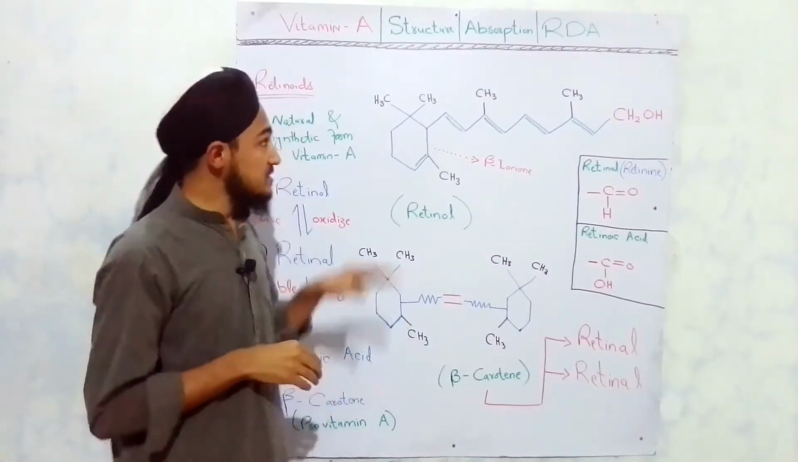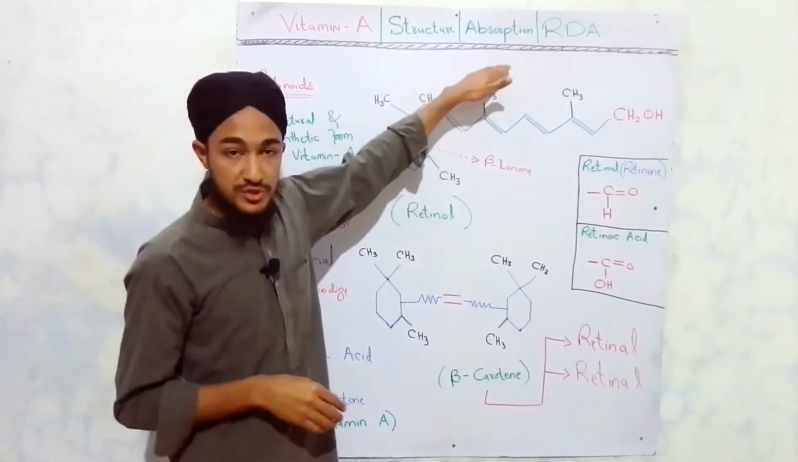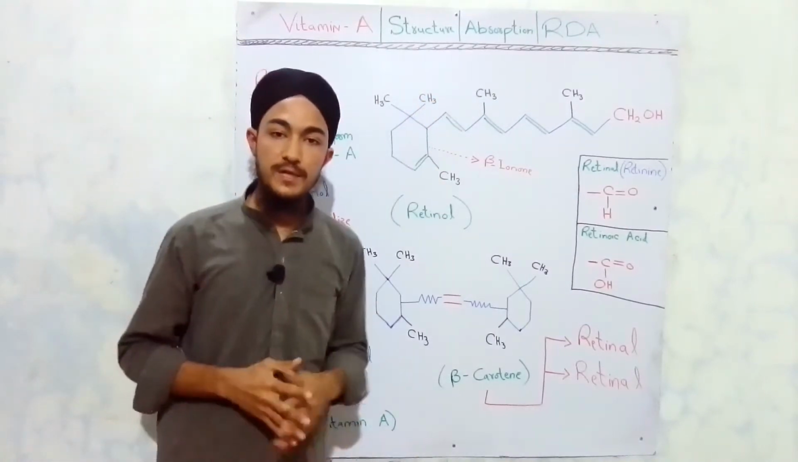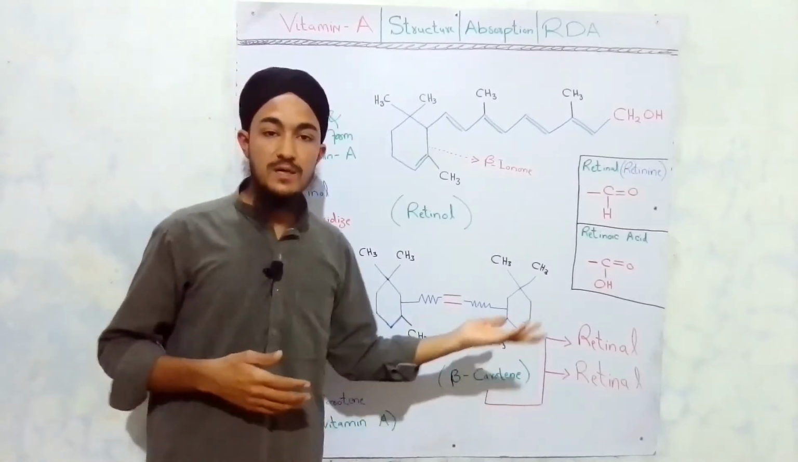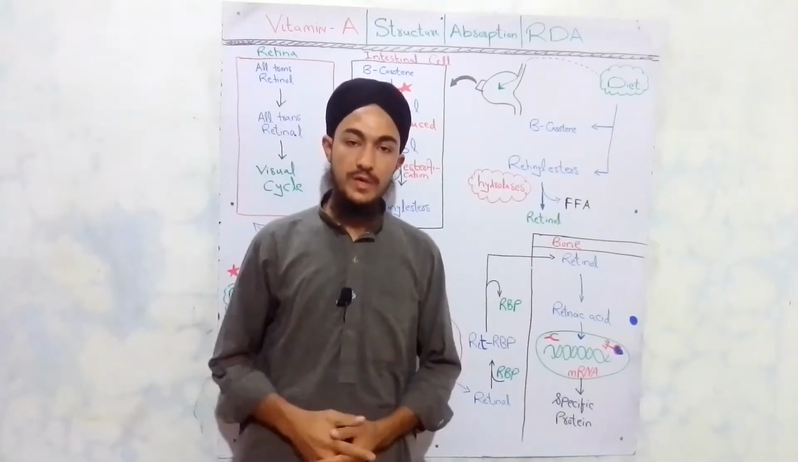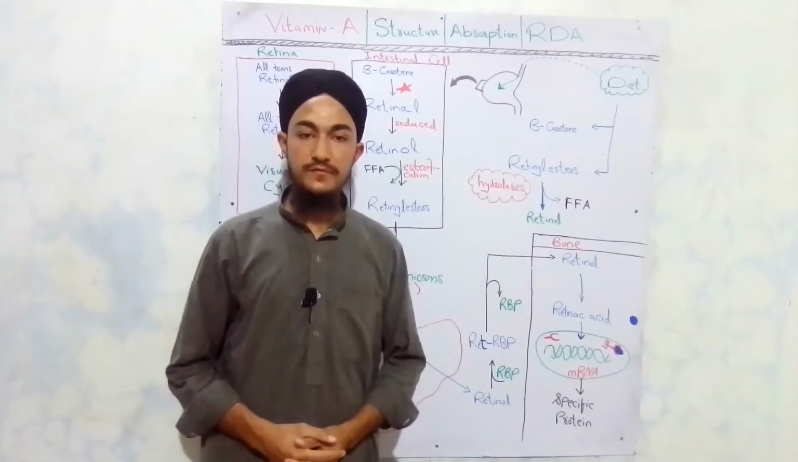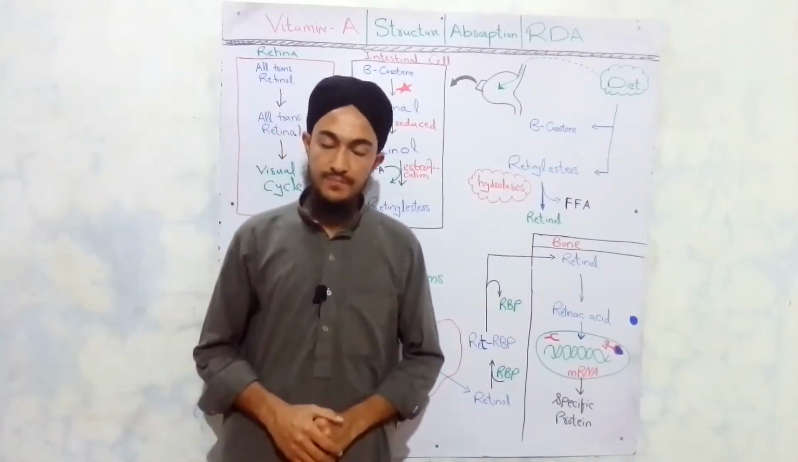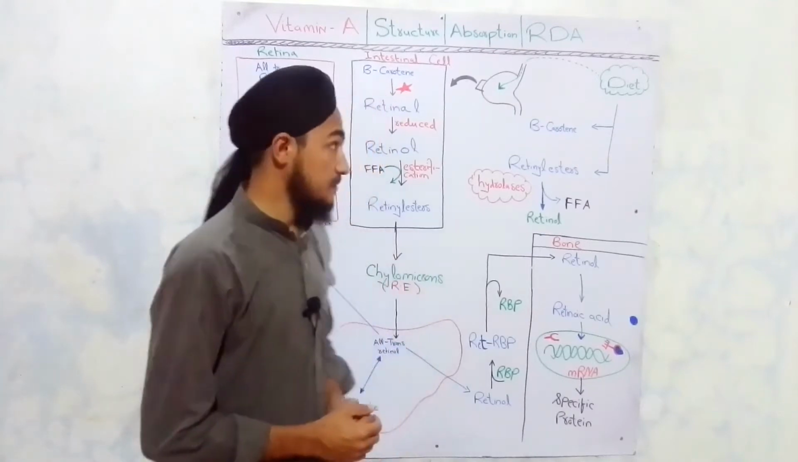After studying the basic structure of vitamin A, we will discuss the absorption of vitamin A, that is, how vitamin A is absorbed from the intestinal mucosal cells into the blood plasma. Alright, so after studying the molecular structure of vitamin A, we will discuss the absorption of vitamin A from the intestinal mucosal cells, and we will also discuss the transport of vitamin A in the blood plasma.